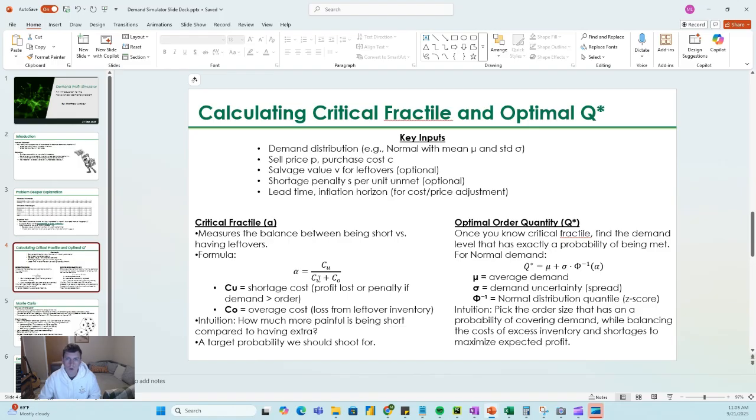Then the optimal order quantity: once we understand what probability we should be trying to meet, you plug that into your optimal order quantity, which tells you specifically how many units you should be ordering. So they work in tandem together, and that's a very useful tool.